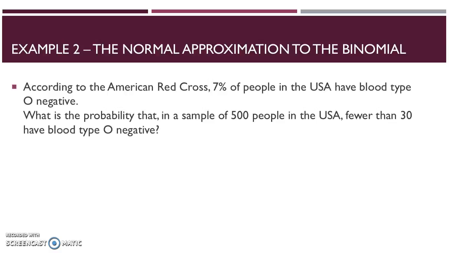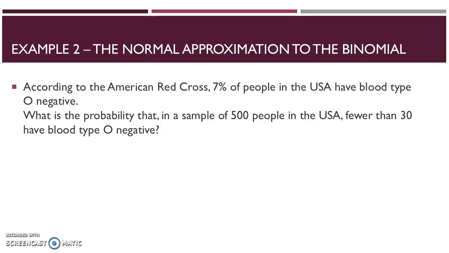So here's a full example that we'll go through. According to the American Red Cross, 7% of the people in the United States have a blood type of O negative. We want to find the probability that in a sample of 500 people in the US, fewer than 30 have blood type O negative.